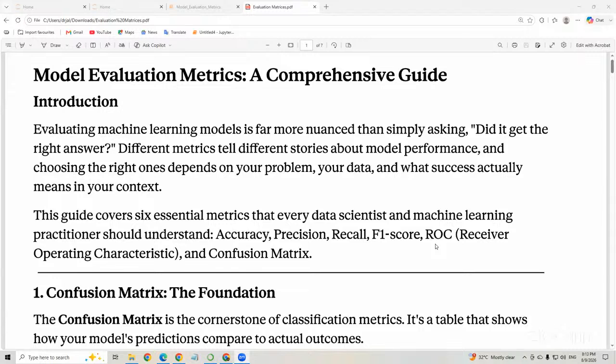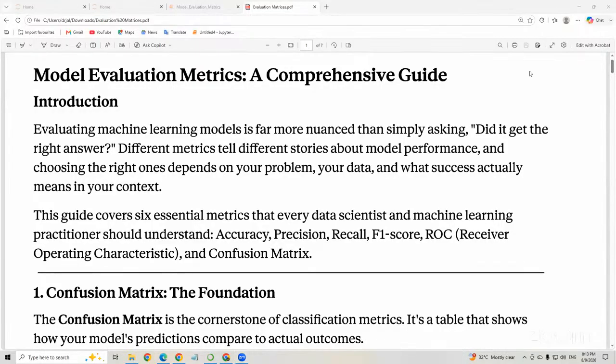Therefore, in today's lecture, we will study six important classification evaluation concepts, and we will start from the confusion matrix, accuracy, precision, recall, F1 score, and ROC AUC. The central idea of today's lecture is that there is no single best evaluation metric. Keep in mind, the appropriate metric depends on the data, the application, and the cost of different types of errors.